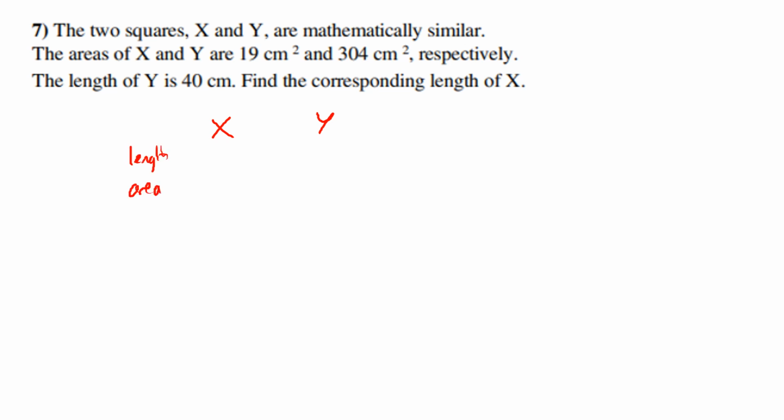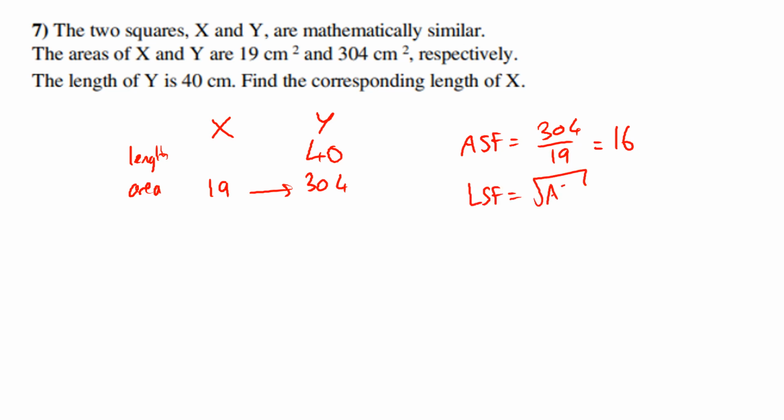So let's write down the information we have. Length of y is 40, areas are 19 and 304. So the first thing we should do is work out the area scale factor by dividing 304 by 19. That's 16 again. Remember, our LSF is equal to the square root of the ASF. So it's equal to the square root of 16, which is 4. And that tells us that was times 16. That tells us to get the lengths of y, we're going to times by 4. But we don't want the lengths of y, we want the lengths of x. We have to go backwards, we have to divide by 4. So our missing length is 10. 40 divided by 4.